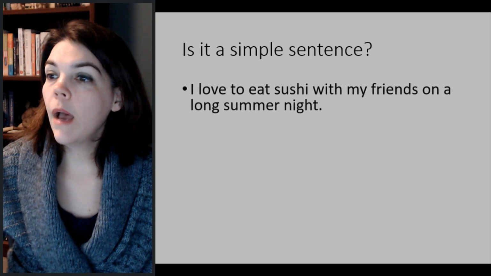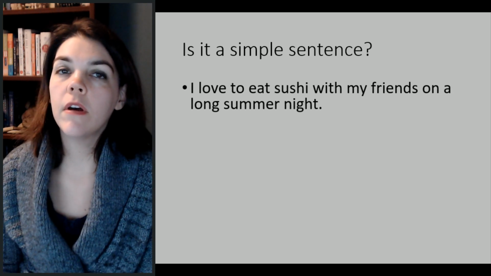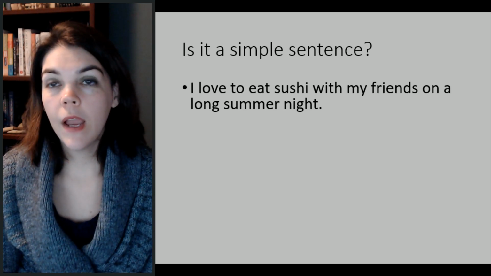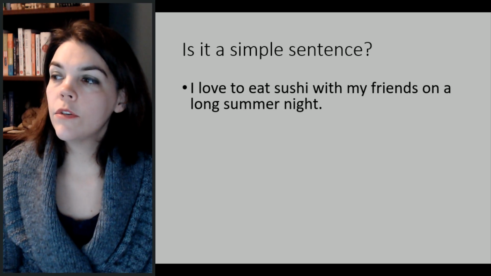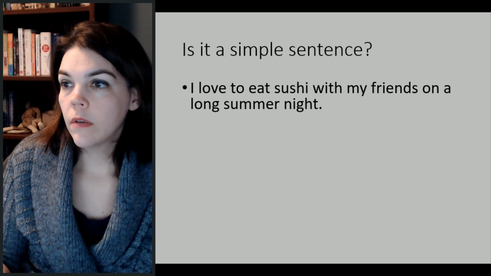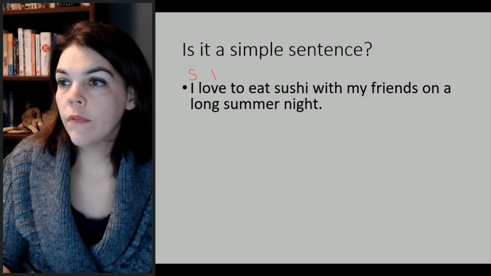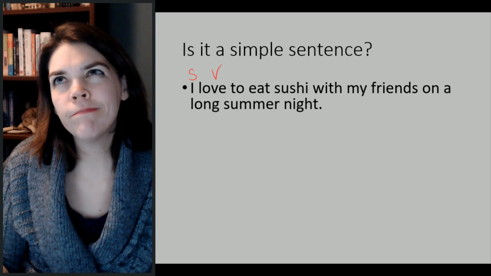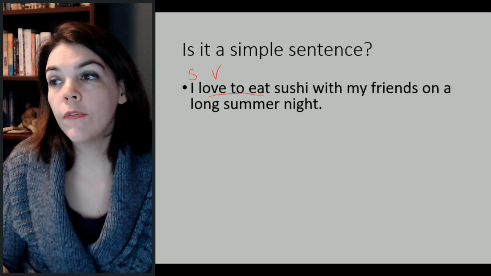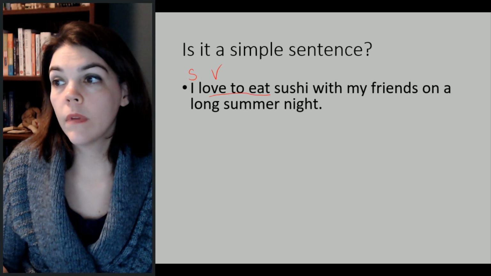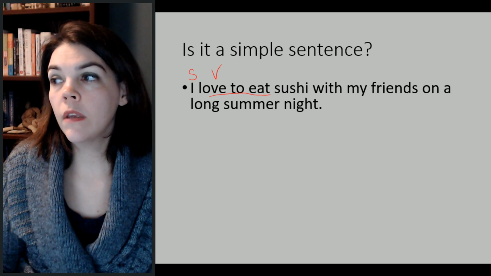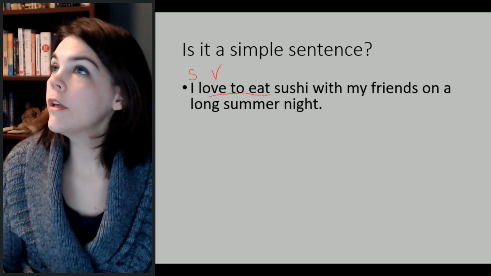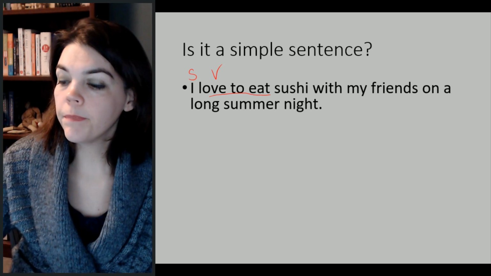All right, how about this? I love to eat sushi with my friends on a long summer night. Pause the video, think about it, and we'll talk about it. All right, let's talk about it. I love to eat sushi with my friends on a long summer night. So I have a subject, I, verb, and then I have this long part here. Well, eat, that's part of this verb. It's an infinitive, so that's part of the same thing. I don't see any other verbs. So I have a subject and a verb. Is it a complete thought? It is. So yes.